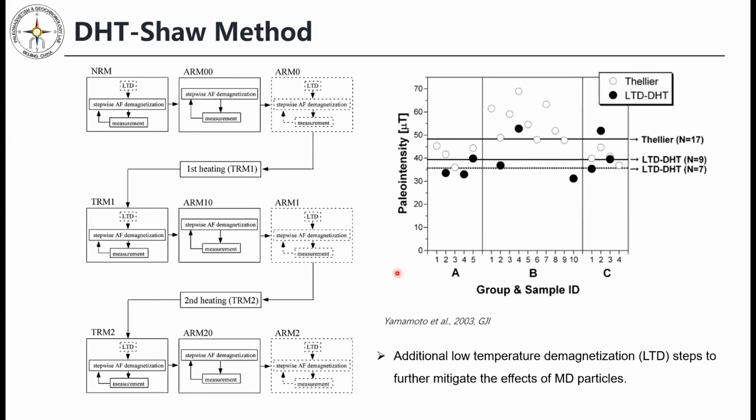And later, Yamamoto et al. added additional low temperature demagnetization steps after each remanence acquisition step to further mitigate the MD effects. He also changed the notation of the ARM to ARM0, ARM1, and ARM2, which is slightly different from the original definition in the former papers. And he got good results in the Hawaii 1960 lava flows.